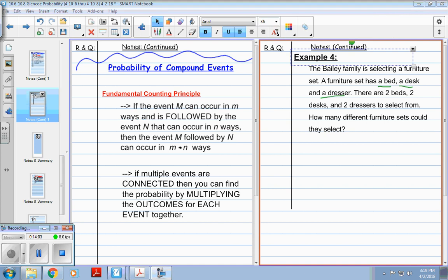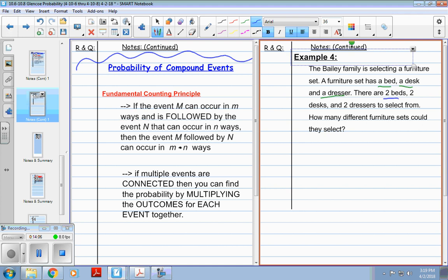So we have beds, and there are 2 of them that we can choose from. We have a desk, and in the desk category, there are also 2 things we can choose from. And then we have a dresser, and in the dresser category, there are also 2 types of dressers we can choose from.